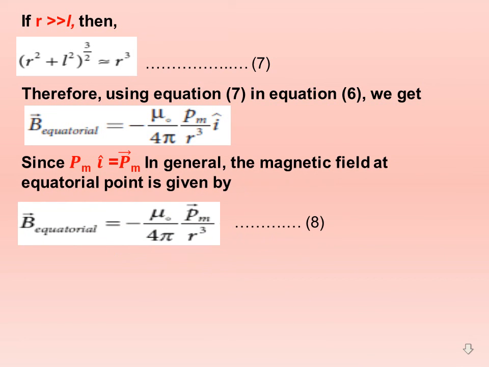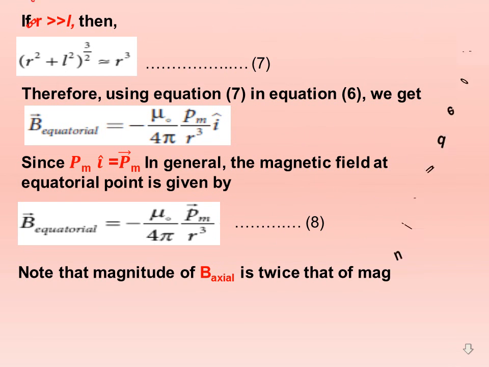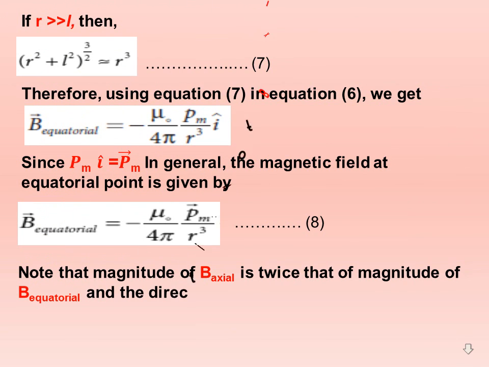Since Pm i cap is equal to Pm vector, in general the magnetic field at the equatorial point is given by B vector equatorial is equal to minus mu naught by 4 pi, Pm vector by r cube. Note that the magnitude of B axial is twice that of the magnitude of B equatorial, and the directions of B axial and B equatorial are opposite to each other.